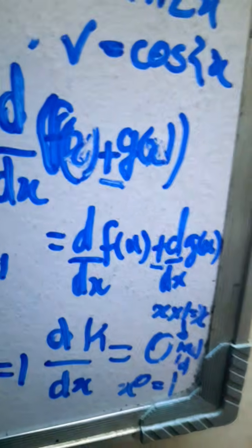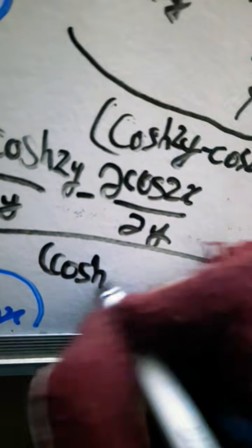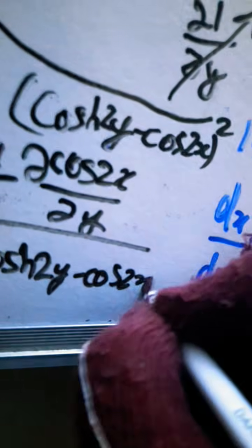Now what happens is del. I also told you that we can separately do the derivatives, because for the derivative of a whole expression like addition or subtraction, we can just individually do the separate derivatives and add them. Like d by dx of f of x plus g of x equals d by dx of f of x plus d by dx of g of x, which I told you. Okay, so now let's go for it. Del of cosh 2y by del y minus del of this cos 2x by del y, divided by this square, whatever this is: cosh 2y minus cos 2x, whole square.